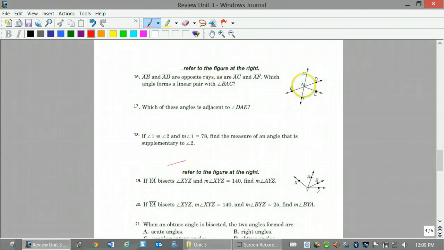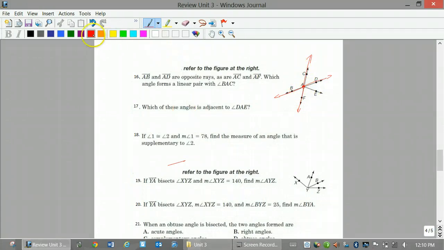All right, ray AB and ray AD are opposite rays. That means that we're going to have some linear pairs up in here. And AC and AF are also opposite rays. Which angle forms a linear pair with ABC?